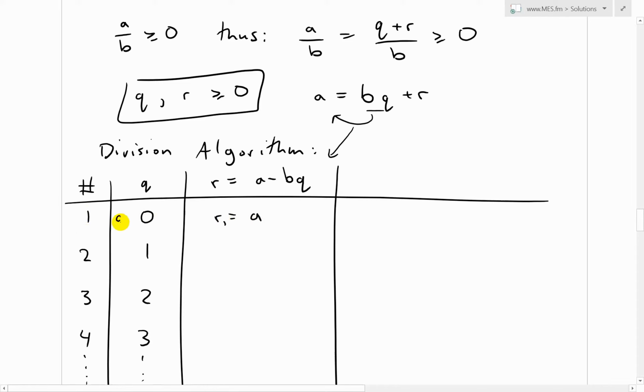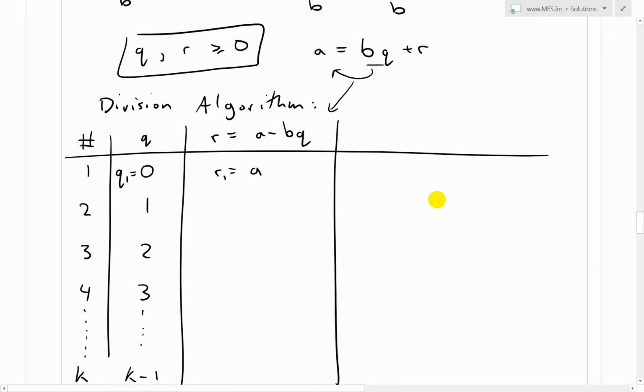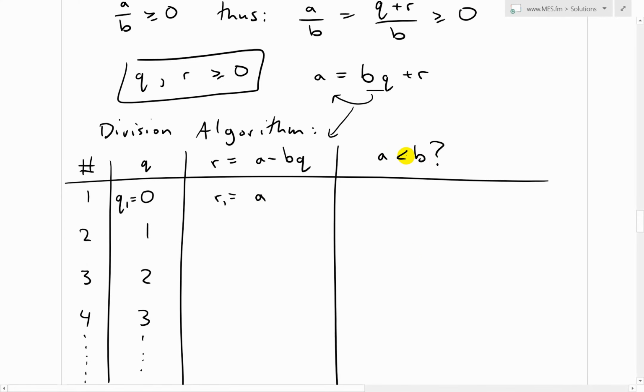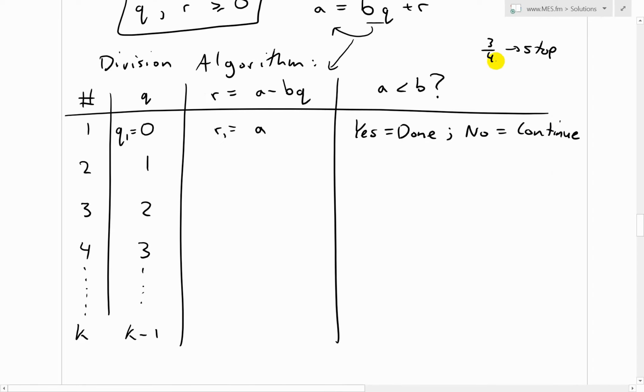So r1 goes with q1 equals 0, because now the q is 0. And then what we'll do now is ask the question: is a less than b? So if the number a is less than what we're dividing it by, for example 3 over 4, then we just stop, because that's just the remainder. So then we're done. So if yes, then done; else, no, we just continue. So if it's not less than, we just keep going.